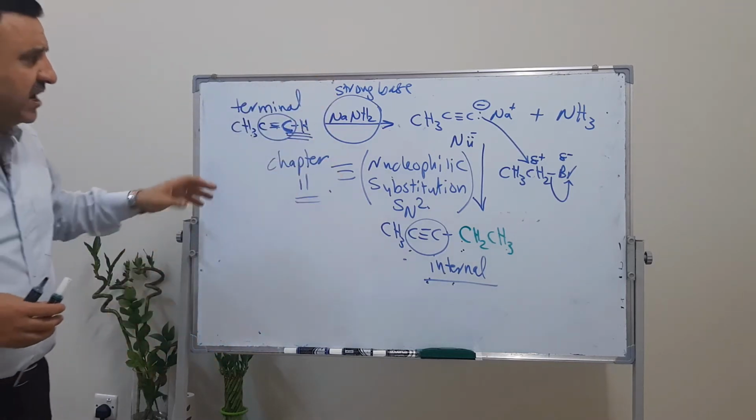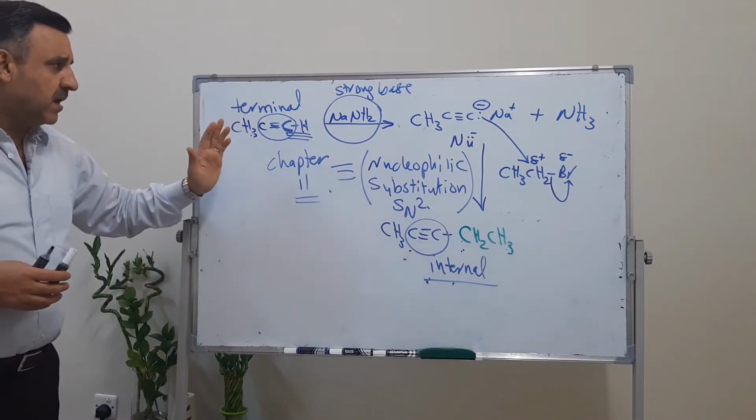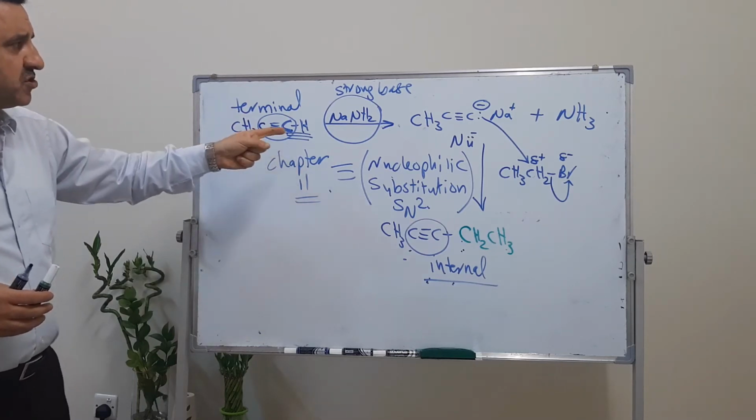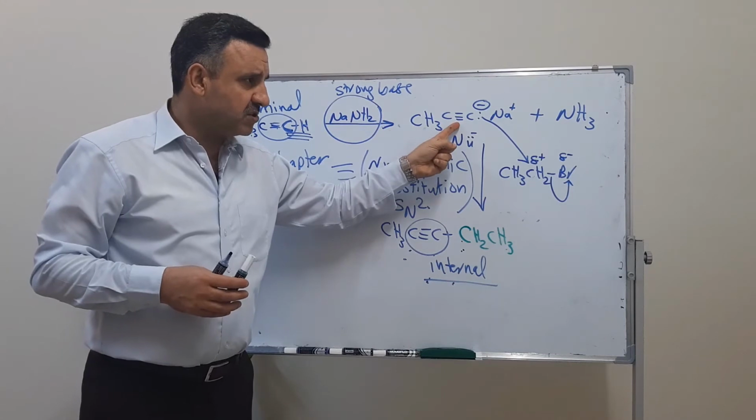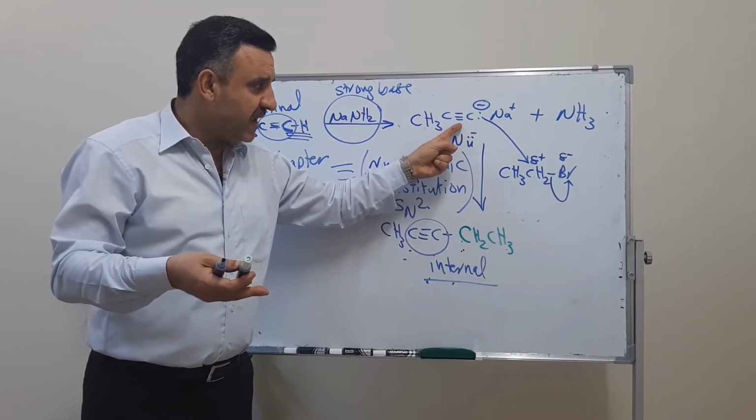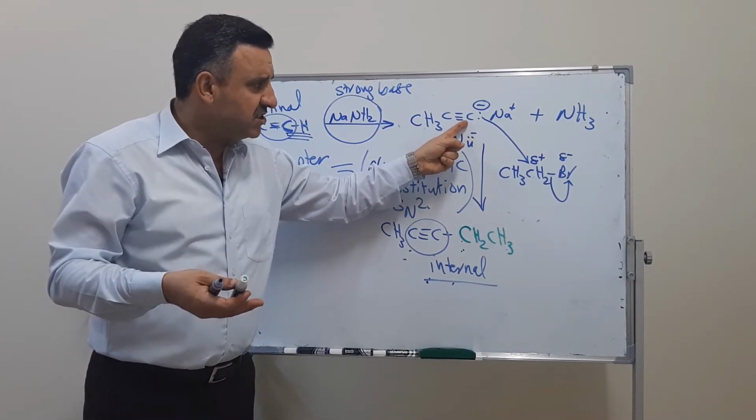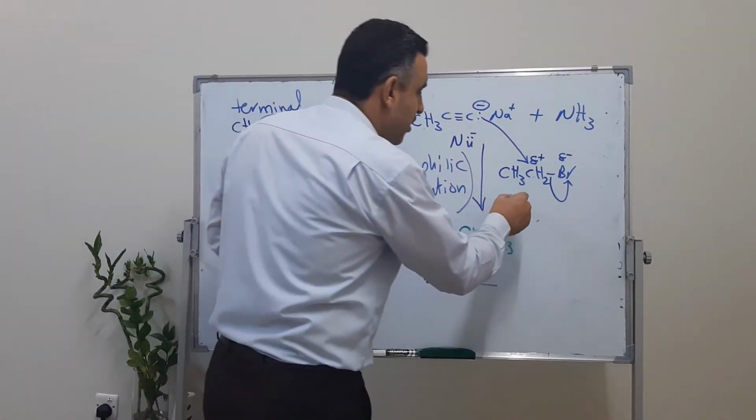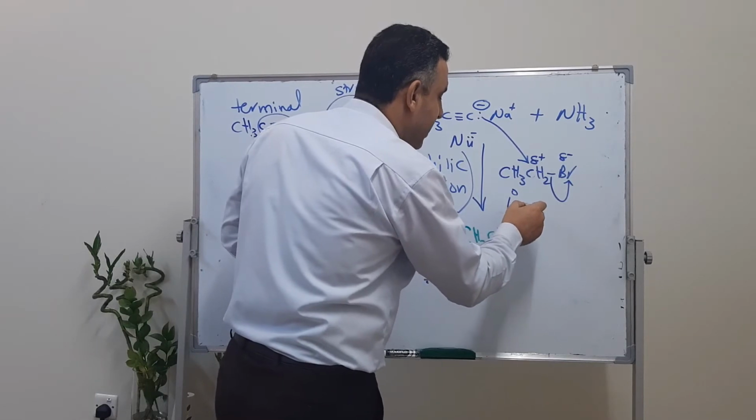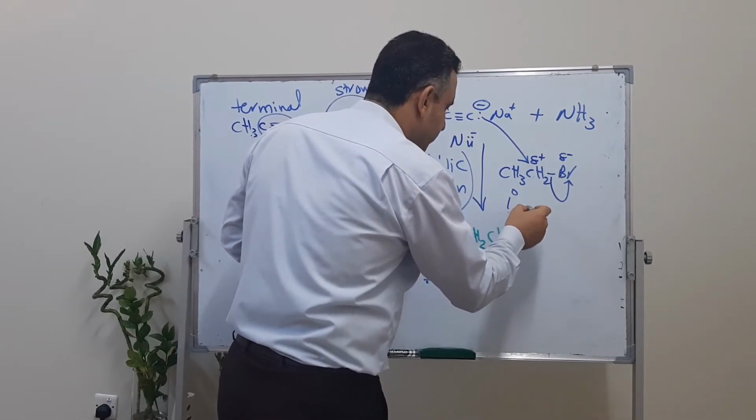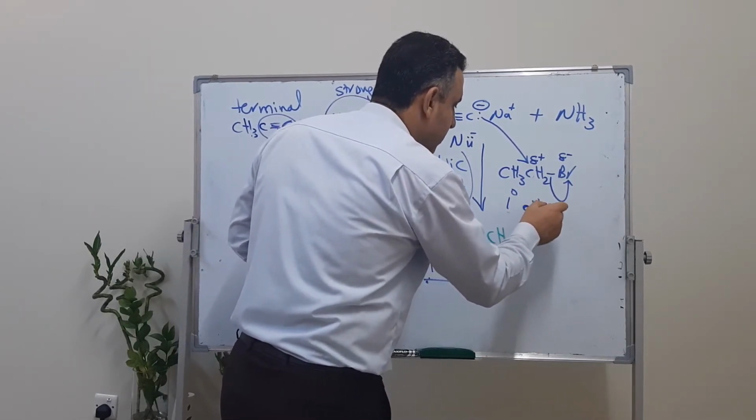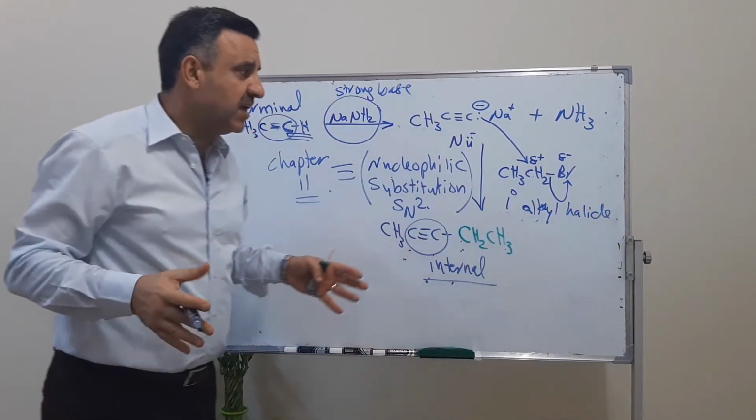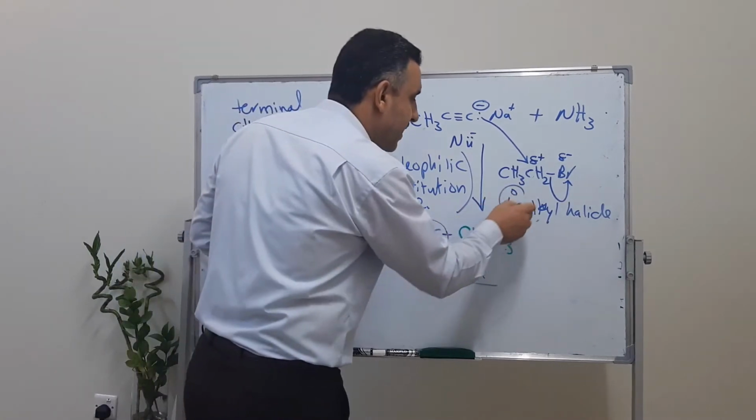In general, the reaction is a two-step reaction. First, reacting the terminal alkyne with sodamide to produce the corresponding conjugate base, which is acetylide. This conjugate base, acetylide, can react with any primary alkyl halide. Do you follow me? It cannot react with just anything. It must be a primary alkyl halide.